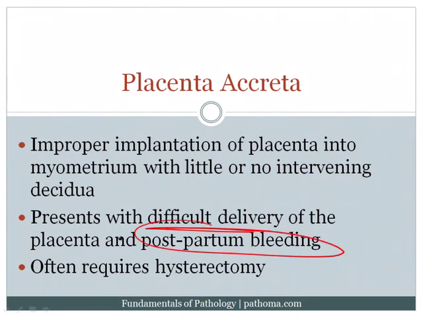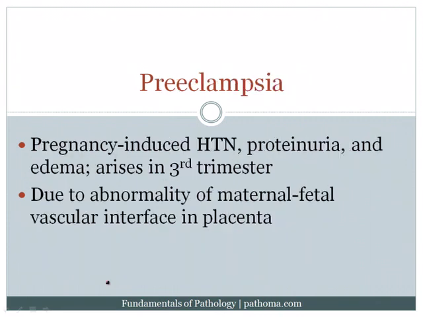And they get postpartum bleeding, because as that placenta is sort of partially off and partially on, there's going to be tremendous bleeding. And this often results in hysterectomy, because the placenta can't be taken off, and so the entire uterus has to be removed because of the massive amounts of blood loss that are occurring during that delivery.